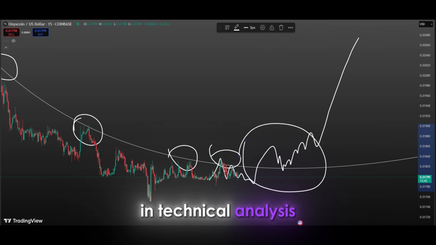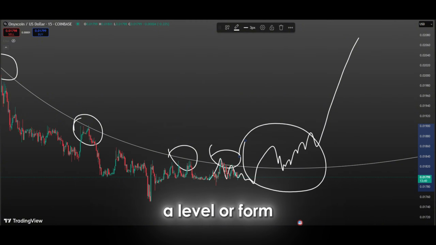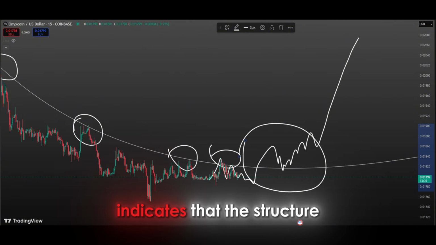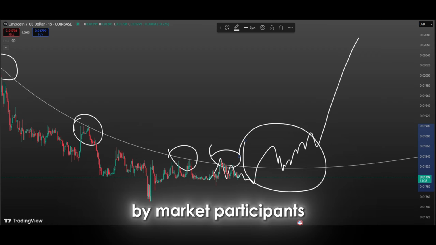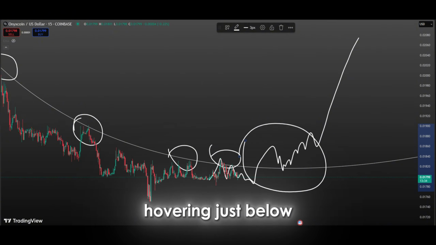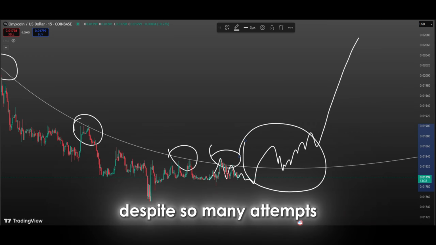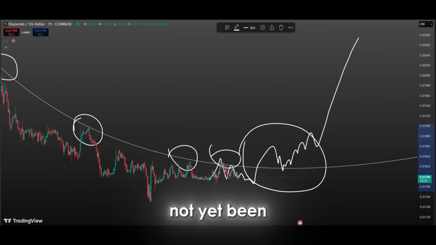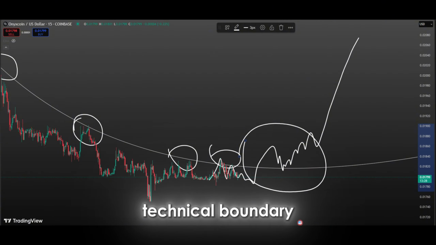In technical analysis, frequent interaction with a level or form indicates that the structure has been noticed by market participants and has established a market awareness. In the current situation, the price is hovering just below this curve and has made numerous touches. Despite so many attempts, the curve has not yet been broken to the upside, indicating that it is a significant technical boundary and that the market is at a decision point.